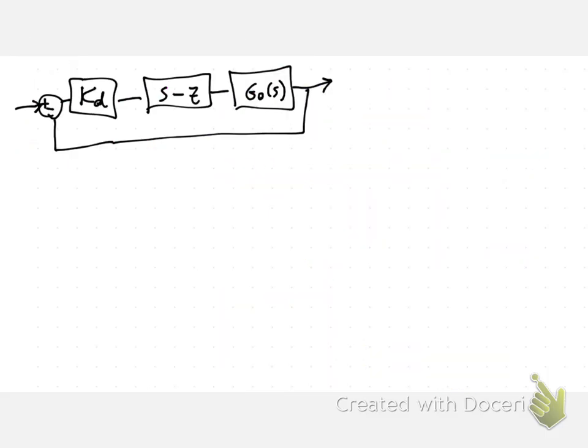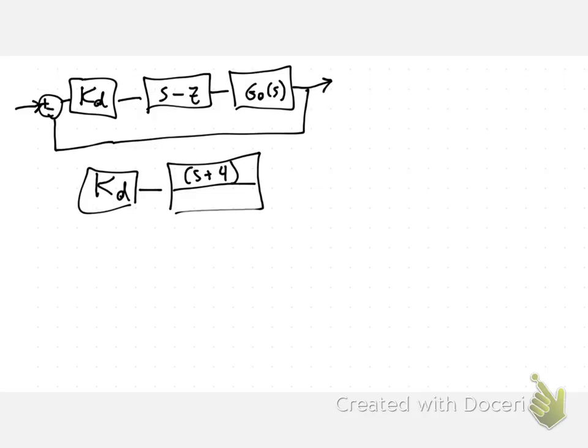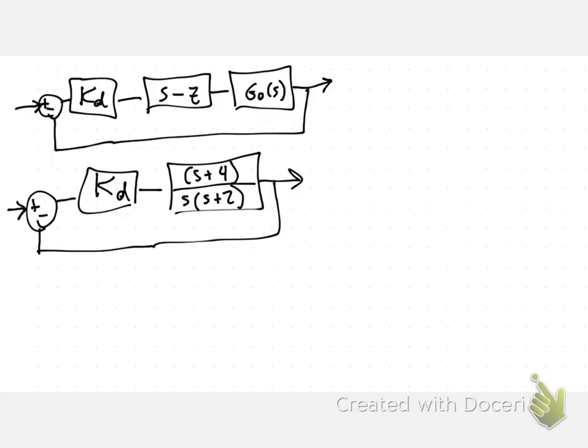So we're going to be able to visualize that as KD (S minus Z) GO of S, and then we can now visualize KD as a proportional controller that we are doing on the system. And so here I'll just put in the values for the system we've been working with. So we'll have S plus 4 because we've added a 0 at negative Z at negative 4, and we will have S plus 2 on the bottom. And this is our feedback loop, and now we can use our angle criterion to double check that the point is on the root locus.